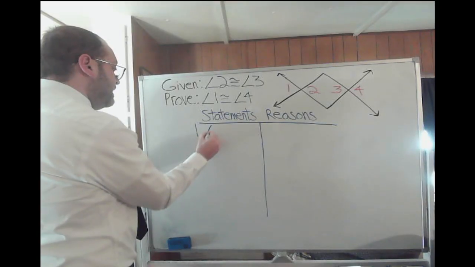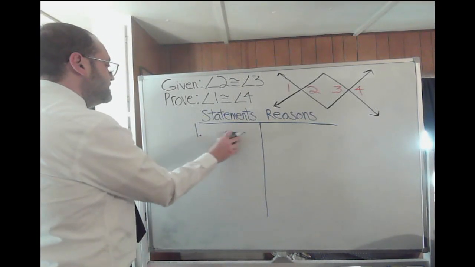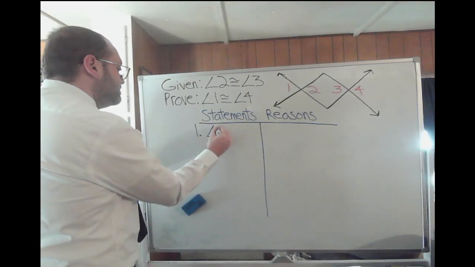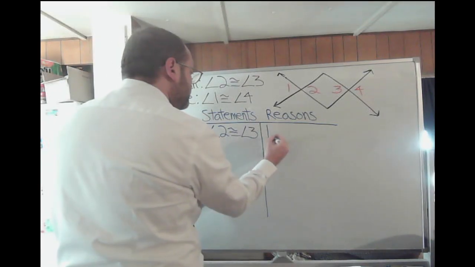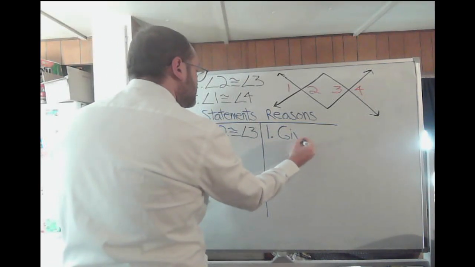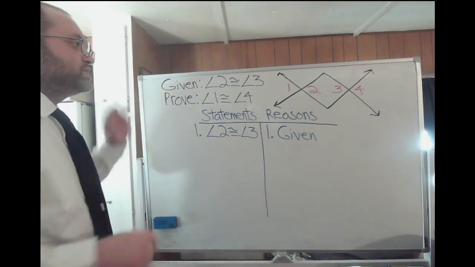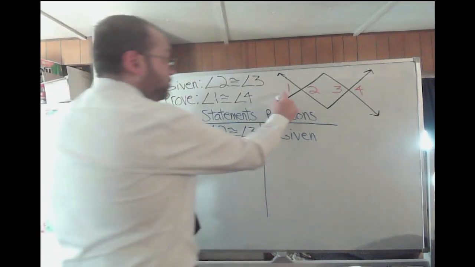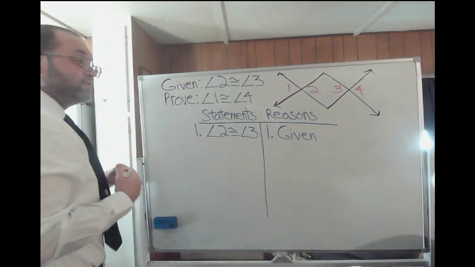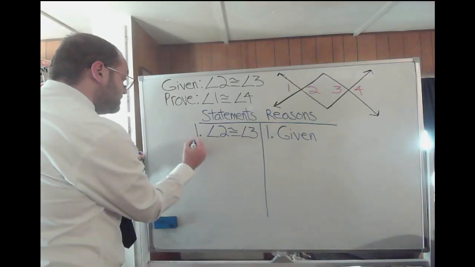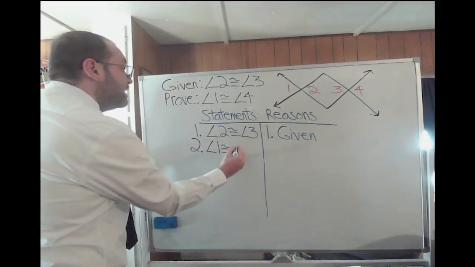Okay, angle 1 is congruent. No, that's not right. I don't want to go there just yet. Okay, angle 2 is congruent to angle 3. That's by given information. So the reason for that, it was given to us. Now, based on the diagram here, what else can we deduce from it? Well, angle 1 and 2, those would be vertical angles, right? Angle 3 and 4, those would also be vertical angles, right? Okay, so statement 2 we can make is that angle 1 is congruent to angle 2.